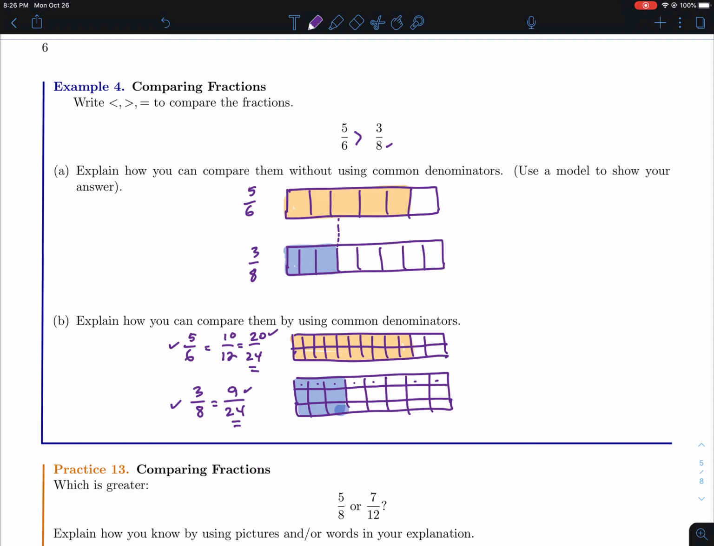And if you notice, if this was drawn better, all these little squares would be exactly the same unit width and everything. So mine's not the greatest, but you can tell they're pretty similar.